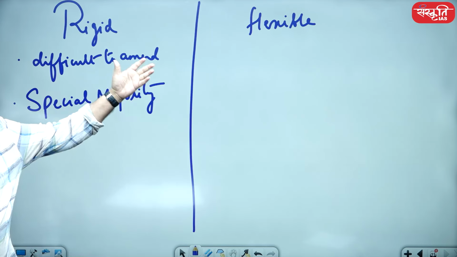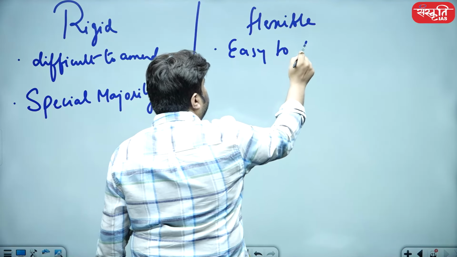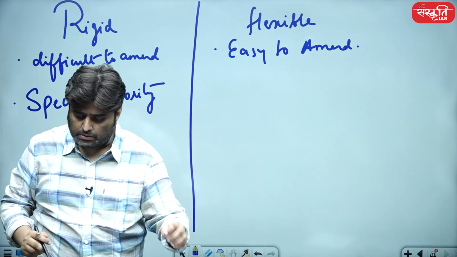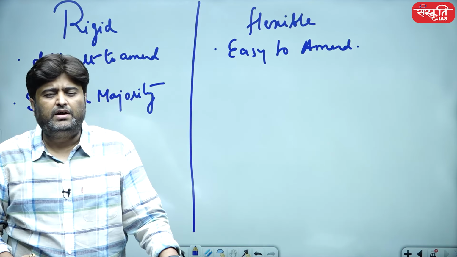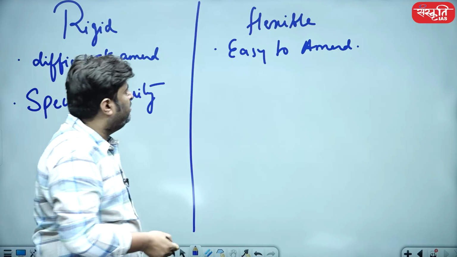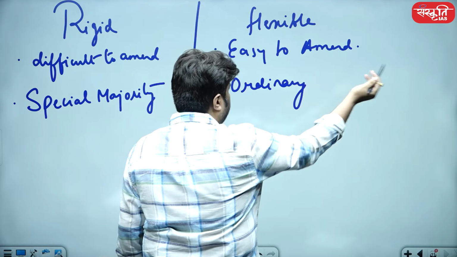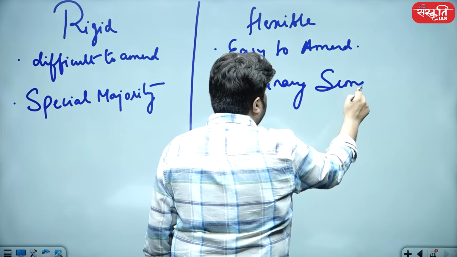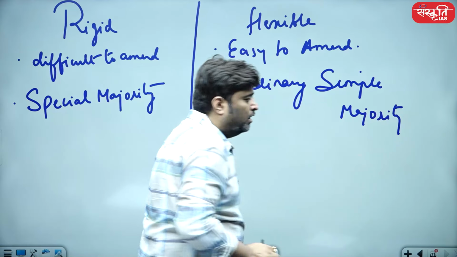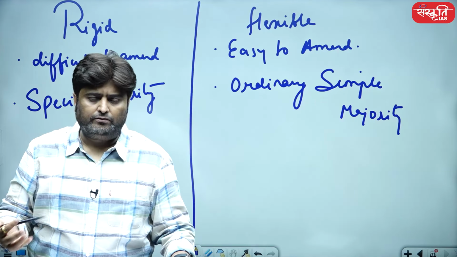On the contrary, flexible constitutions are easy to amend. They are easy to keep on writing, keep on preparing your notes. They are easy to amend because it's very easy to adapt as per the new available conditions, and they can be amended by an ordinary simple majority, 50% present and voting. So one unique feature of the world is related to the amendment of the constitution.